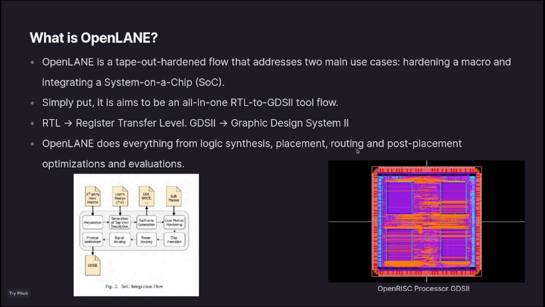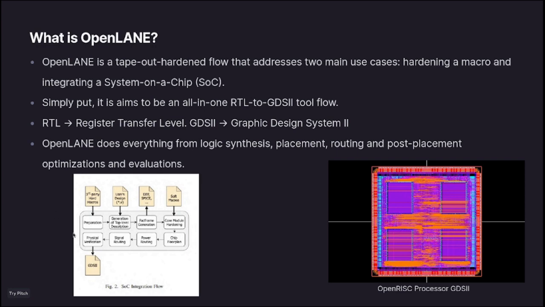So like I mentioned, GDS2 is just the layout file. That is the whole format of the layout file. Like I said, OpenLane does everything from logic synthesis, placement and routing, which is placing your logic cells onto the chip, and post-placement optimizations. Let's say you want power optimizations and other evaluations such as static timing analysis. It does it. It automates the entire process.